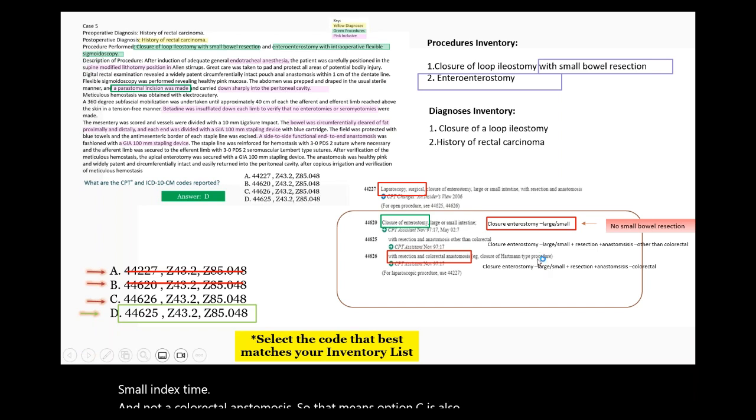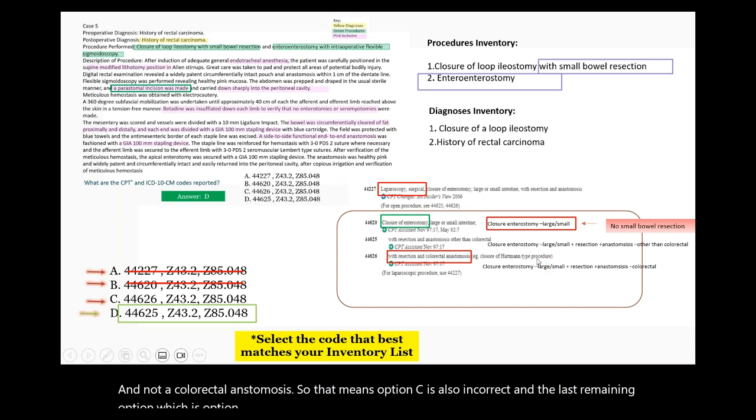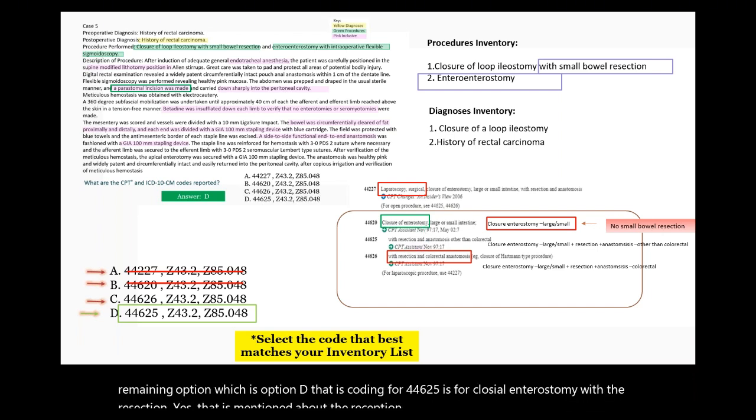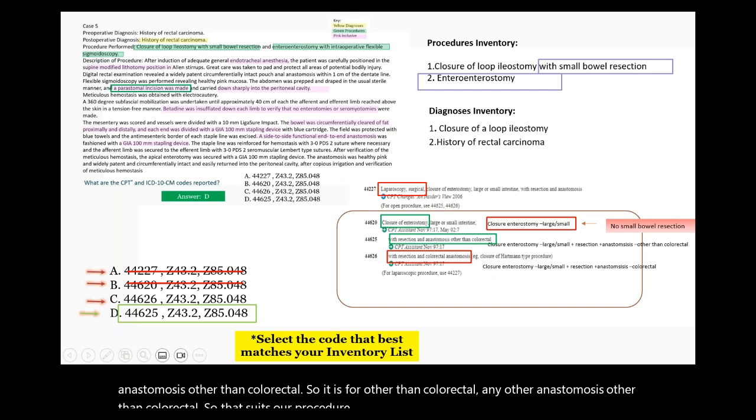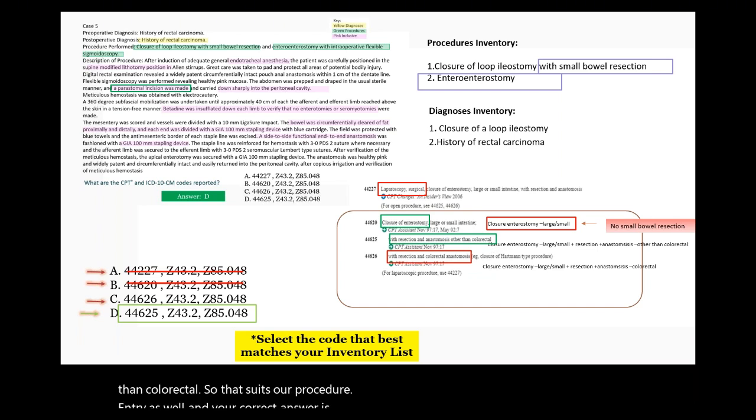And the last remaining option, option D, 44625, is for closure enterostomy with resection. Yes, that's mentioning the resection of the small bowel, small intestine, and anastomosis other than colorectal. So it's for any anastomosis other than colorectal. That suits our procedure inventory as well, and your correct answer is going to be option D.